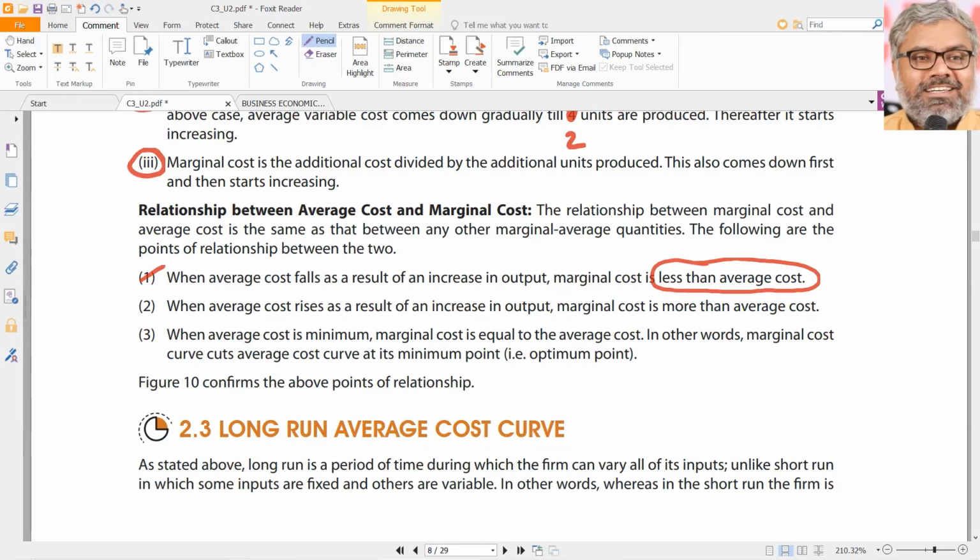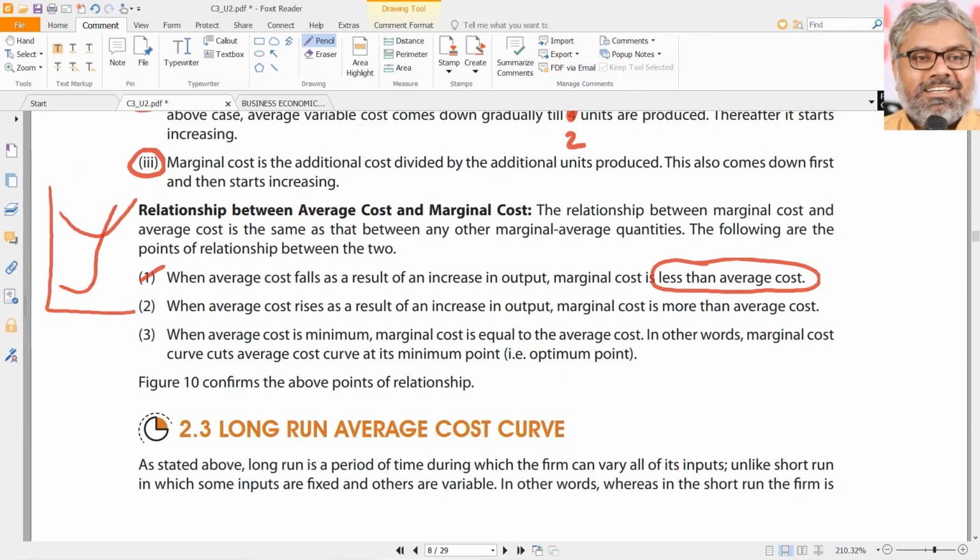So look at the situation here, just like for example, taking the same graph. So what was the average cost? The average cost was this, or average total cost is what we are talking about. When average total cost was falling, marginal cost was less than the average cost.